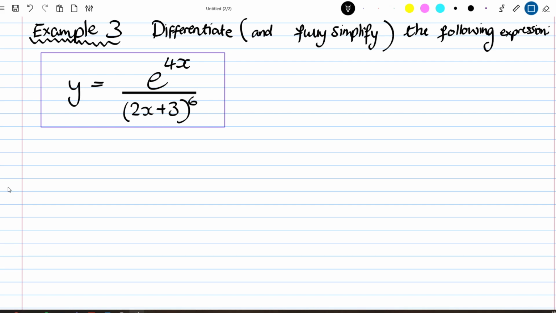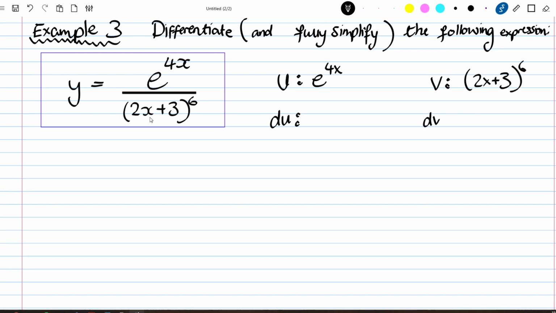Here is example 3. This time we're going to have to use the chain rule once or twice, and we'll also have to do a little bit of factorizing and simplifying to get to our final answer. Now let's set up the problem. And let's differentiate the individual terms.